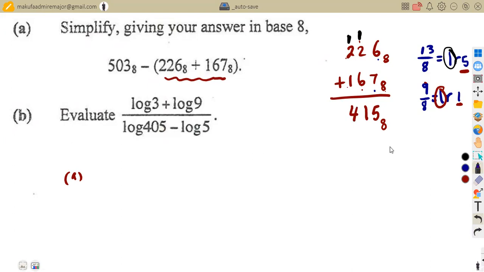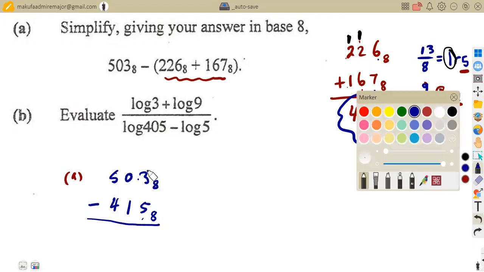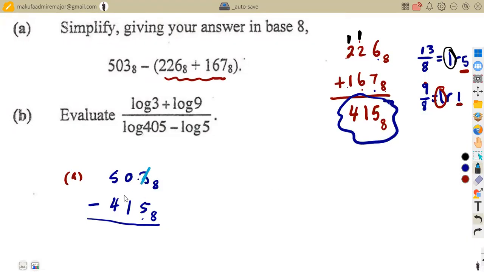So this is the part that we are obtaining from our brackets. So we are going to subtract now 503 in base of 8 minus the part that we got from our brackets, which is 415 in base of 8. Remember your subtraction concept. 3 minus 5, it's impossible for us to subtract there. So what are you going to do? We are going to add the base. You add the base, so it's 3 plus 8, which is going to give us 11. Then we carry a 1, so we give a 1 here.